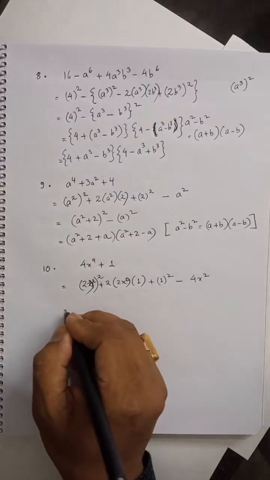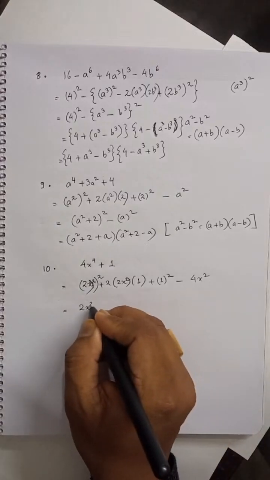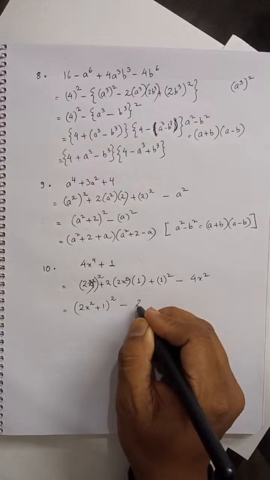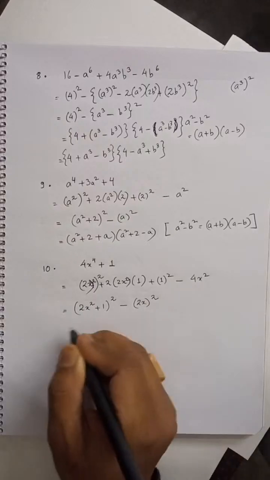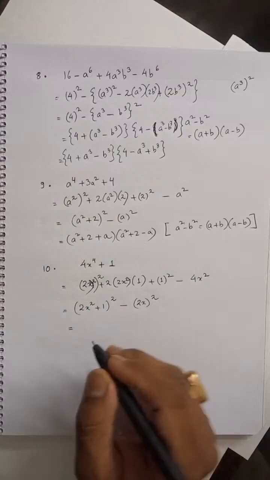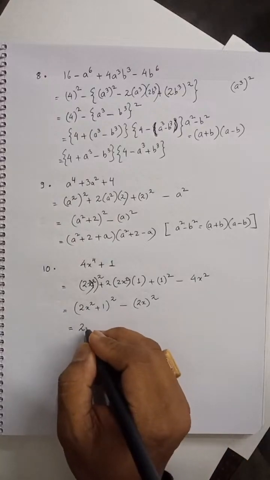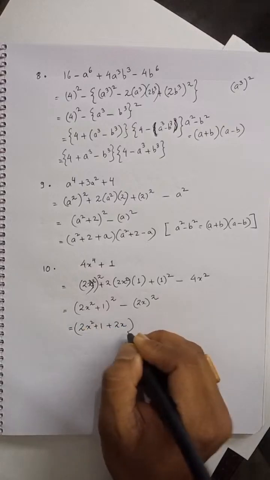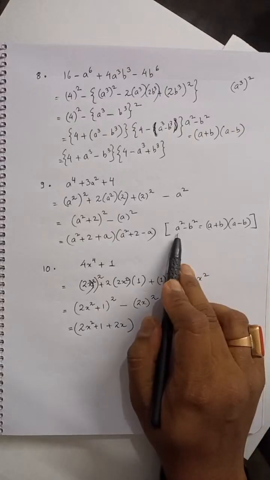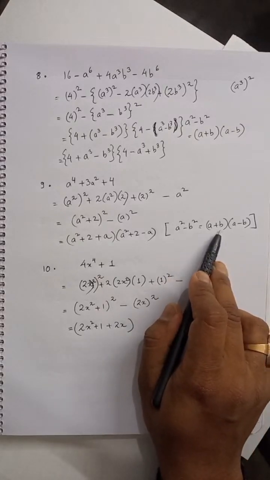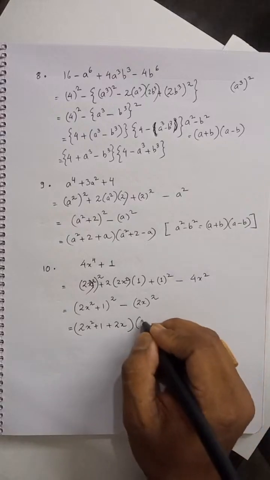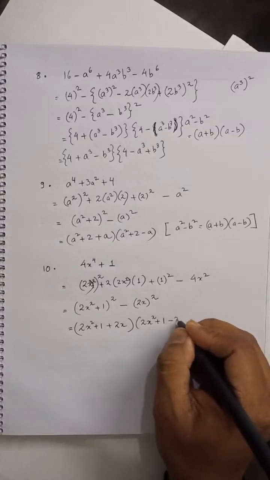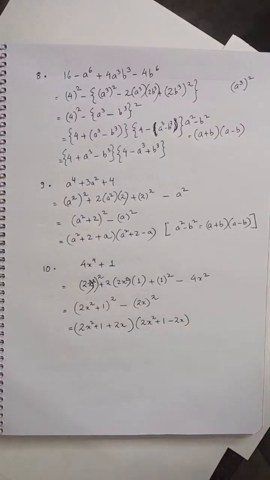Okay, so this is 2x square plus 1 whole square and minus 2x whole square. So this will be 2x square plus 1 plus 2x, using this identity a square minus b square is equal to a plus b into a minus b, and 2x square plus 1 minus 2x. So this is going to be our final answer.